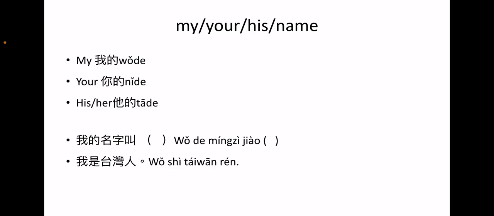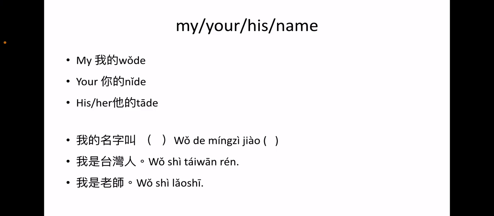我的名字叫，我是台湾人。So basically when you introduce yourself to your friends, you would mention your name and your nationality. So my name is Joy Chen. 我的名字叫陈才体。I'm from Taiwan, I'm Taiwanese. 我是台湾人。And maybe you talk about your profession. 我是老师。I'm a teacher. 我是大学的老师。I am a teacher at a university. 我是长荣大学的老师。I am a teacher at CJCU, 长荣 Christian University.